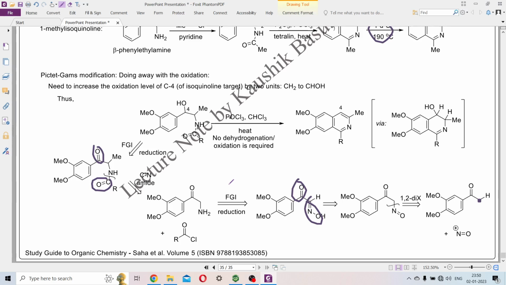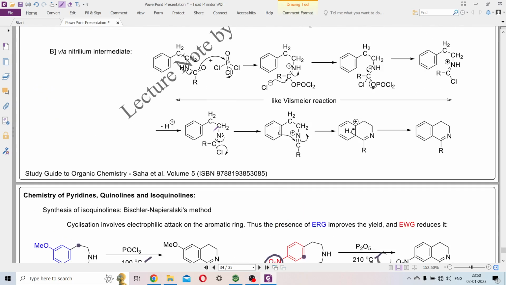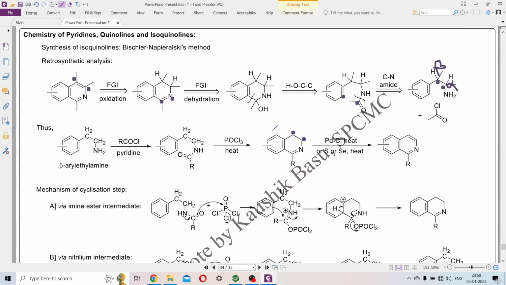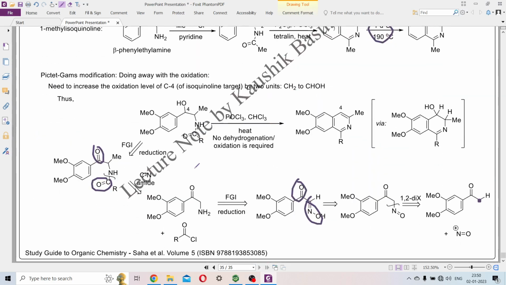and in line with the modifications that we have already seen for the synthesis of pyridines, the modification of the Hantzsch method, and the synthesis of quinolines, the Combes method, which modifies the Skraup's method. So worth noting, the Pictet-Gams modification is also worth noting.